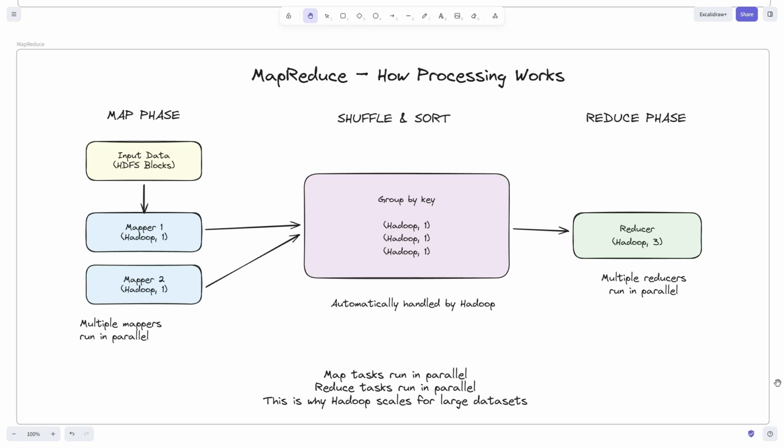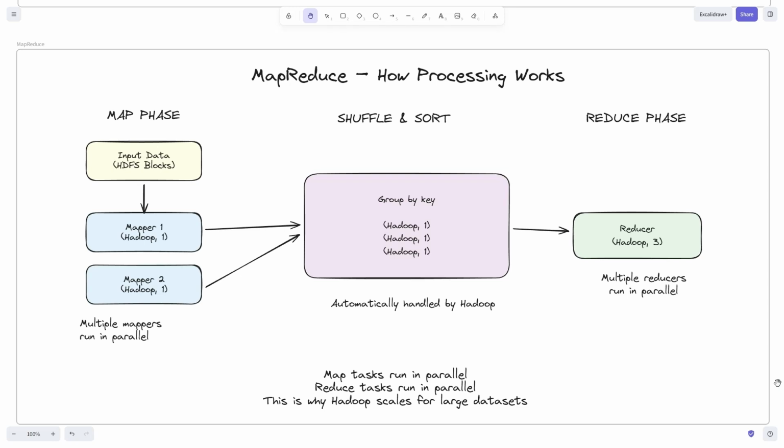In the map phase, the input data is divided into smaller pieces. Each piece is processed independently by different machines. This allows Hadoop to process data in parallel. After the map phase, Hadoop automatically groups intermediate results. This process is called shuffle and sort. It ensures that related data is sent to the same reducer. This step is handled by Hadoop, not by the developer.